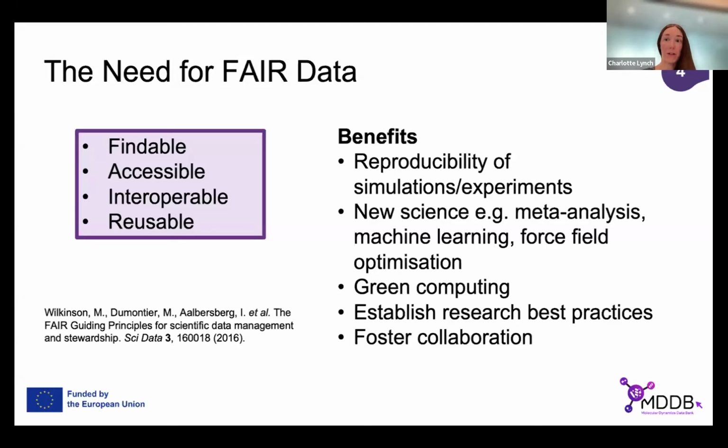It can also serve as a bank of best research practices for molecular dynamics simulations, and also help foster further collaboration between groups.